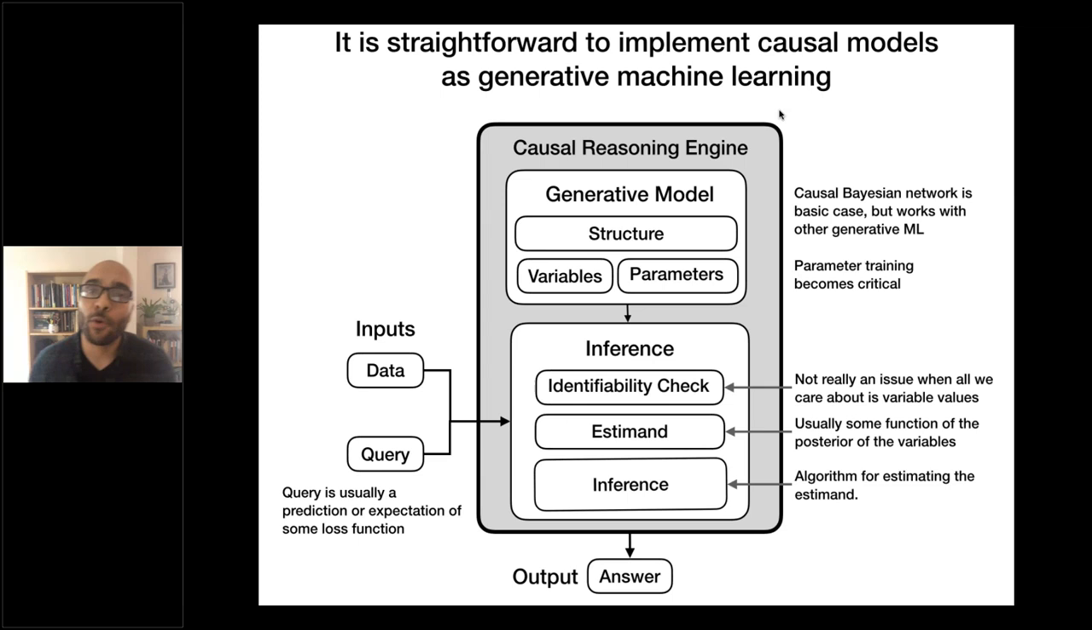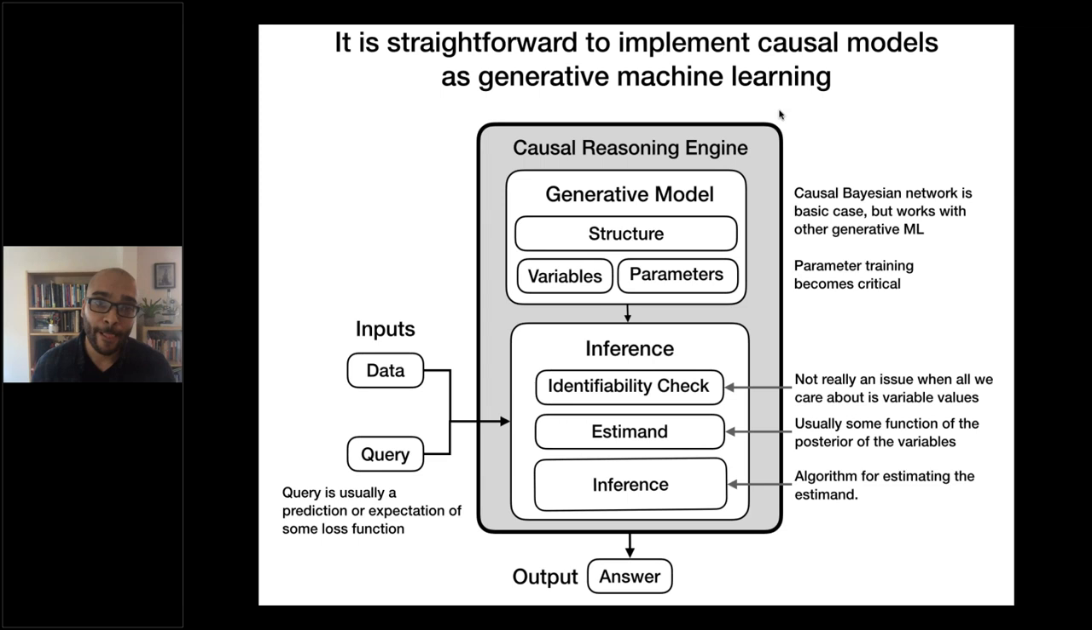So it's actually straightforward to implement causal models as generative machine learning models. And so we have causal Bayesian networks, which is Pearl's initial substrate for modeling causality. But it extends to other directed generative machine learning models. In these models, we have to think a little bit harder about training the parameters because they are representing some kind of causal mechanism between variables. And so we don't want to be flipping in how we estimate them because we want them to transfer across domains.